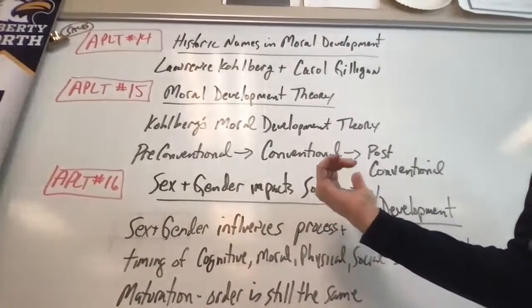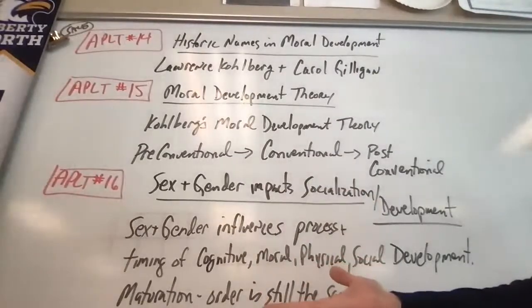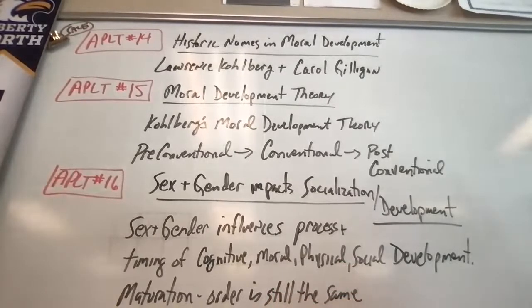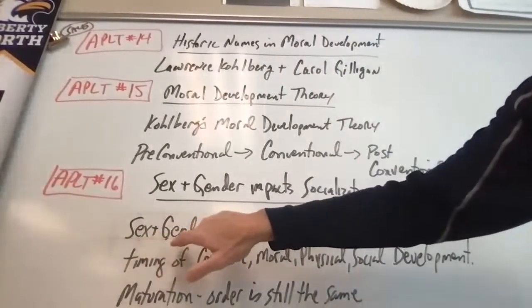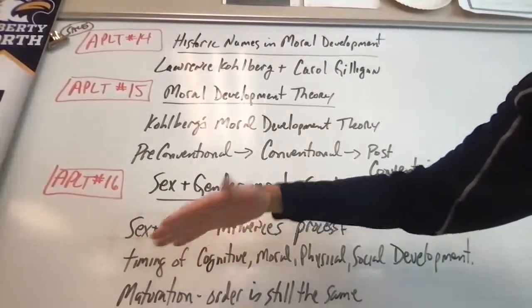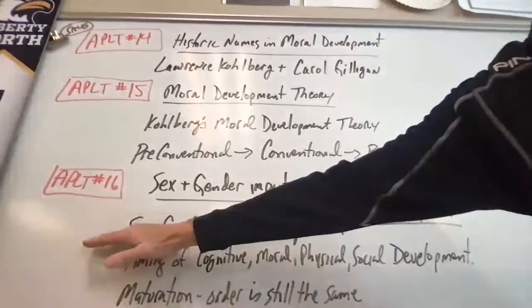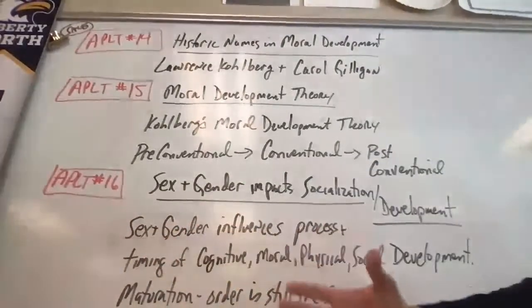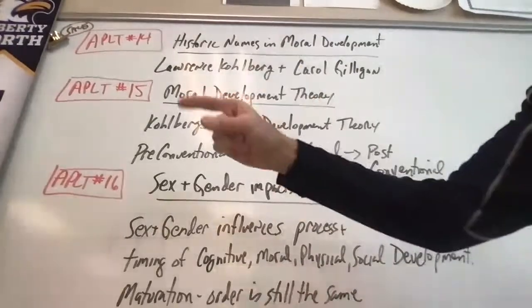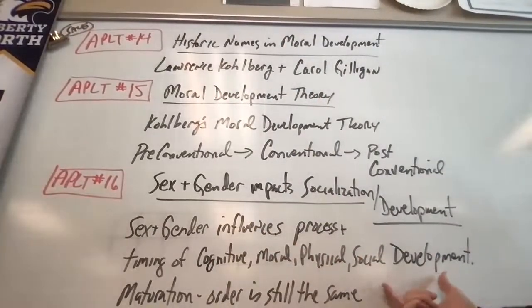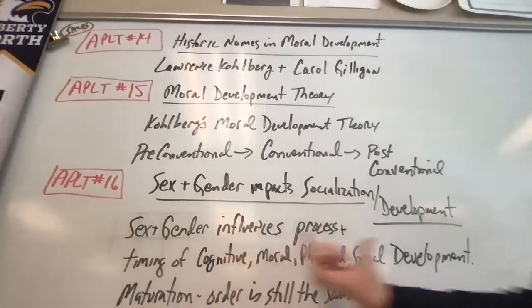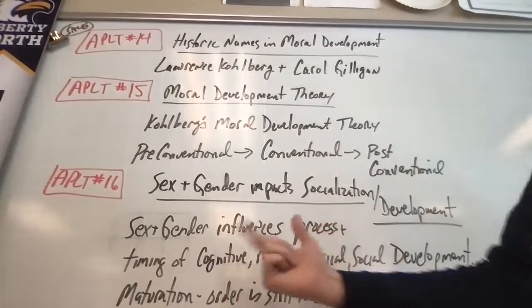I think for the learning target, the answer is pretty much in the question: describe how sex and gender influence socialization and other aspects of development. I just hope that you can figure that out, biologically and with gender. Whatever sex you are, whatever gender you prescribe to, you're going to have biological and environmental influences that affect these areas of development. While the order is the same, the process and timing are going to be different.